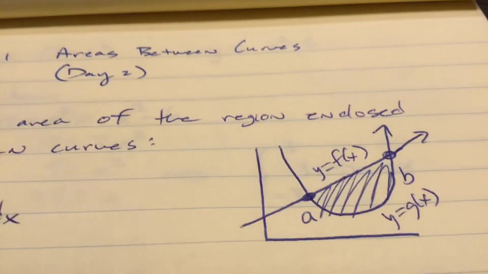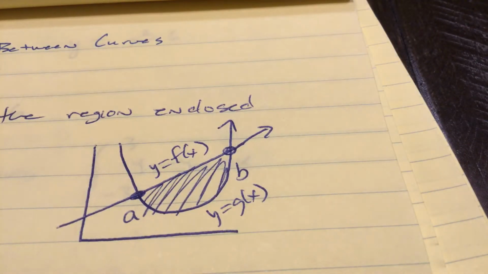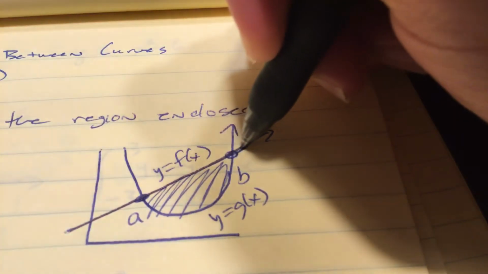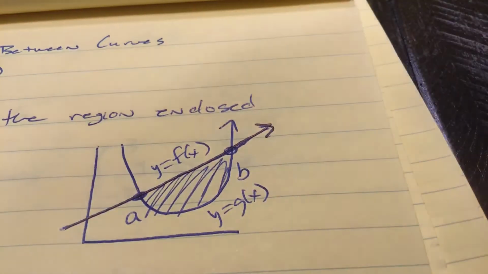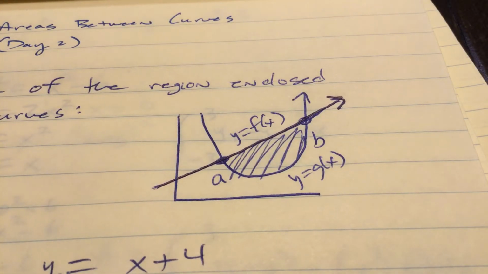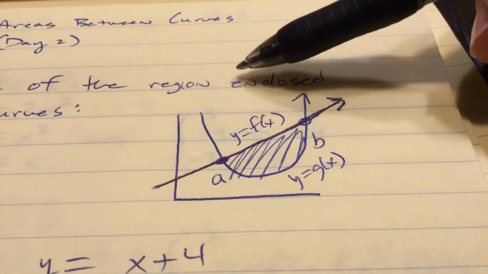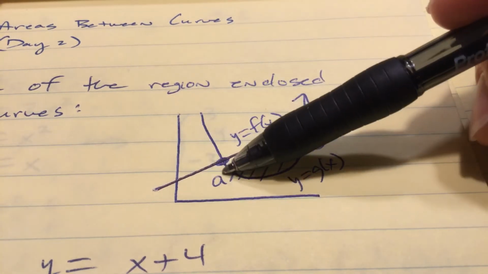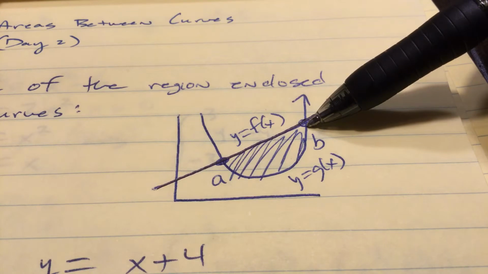Again, here's what we're trying to do. So we got these two curves, right? We got y equals f of x, which is this one right here. It's a line. We got that sweet parabola, y equals g of x, right below it. And they intersect at a and b. So we want to find the area enclosed by these two curves with bounds, lower bound a, upper bound b.